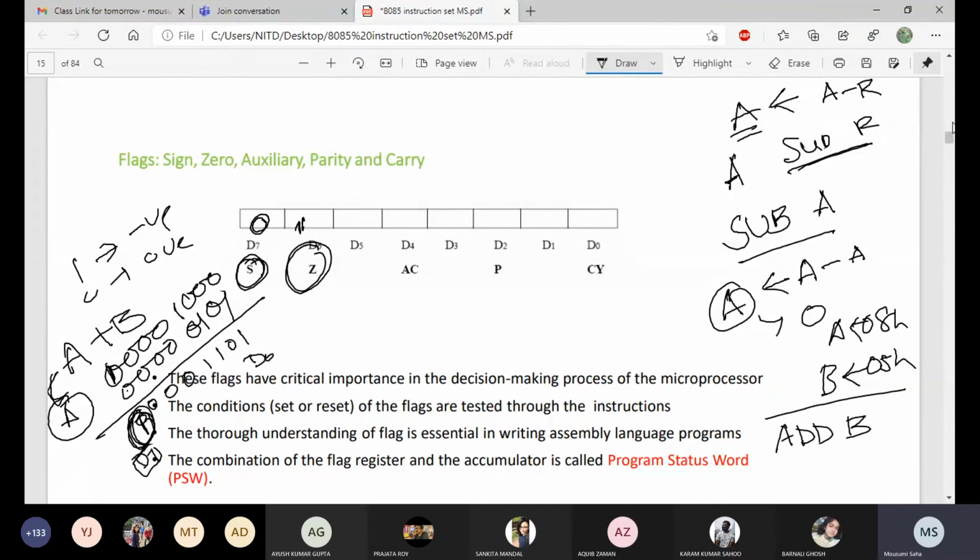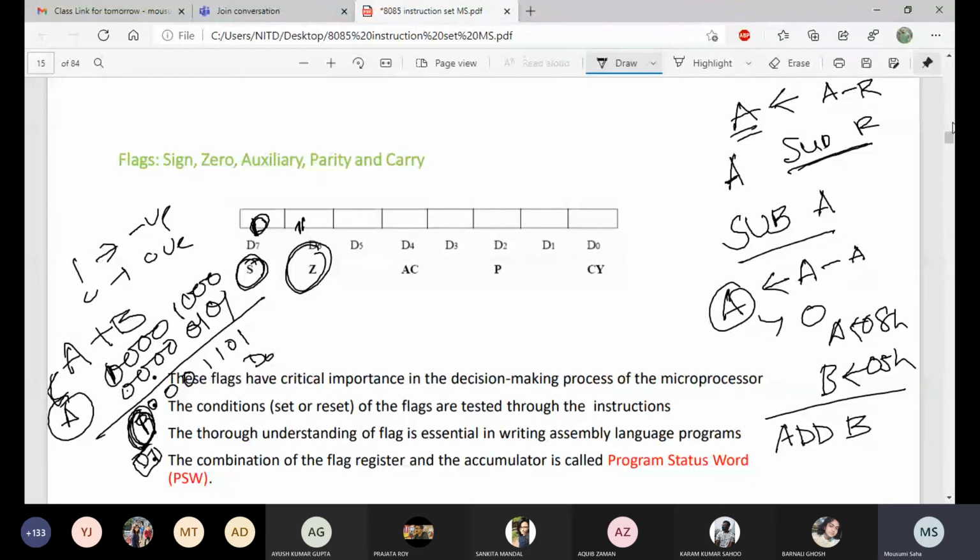So what happens with 8 plus 05? If we consider that moment, D7 will be 1. So can you say that it is a negative number? No, because the addition of two positive numbers is always a positive number. Here 1 doesn't mean that your result is negative. You cannot conclude that because your sign bit is 1 it is a negative number. It always stores the D7 bit. You try to remember only that.